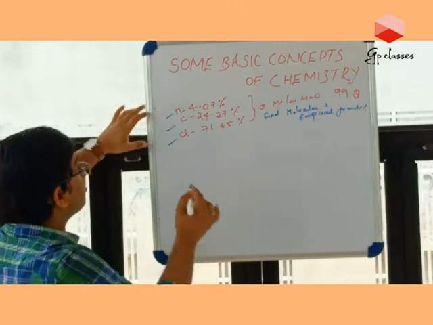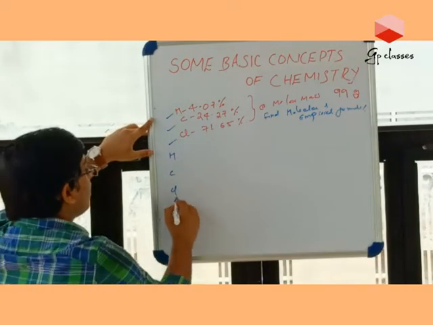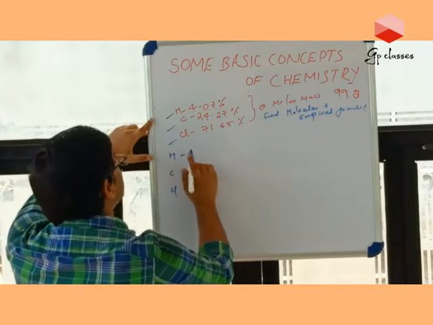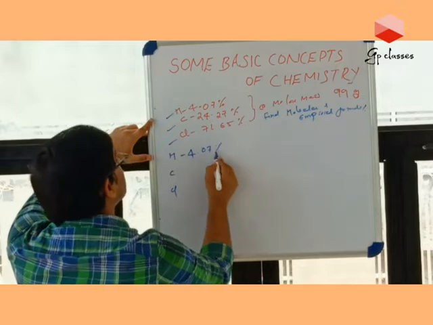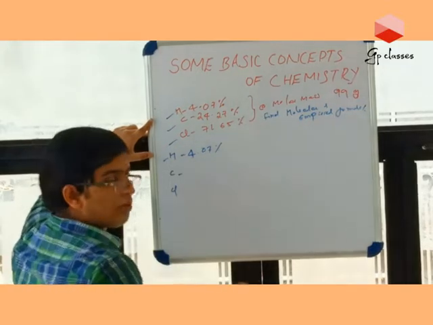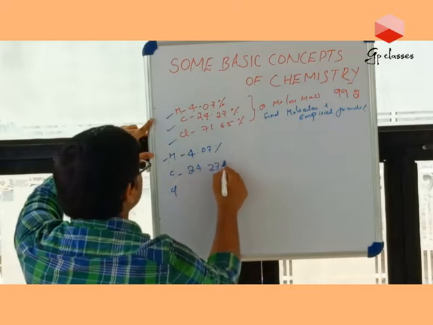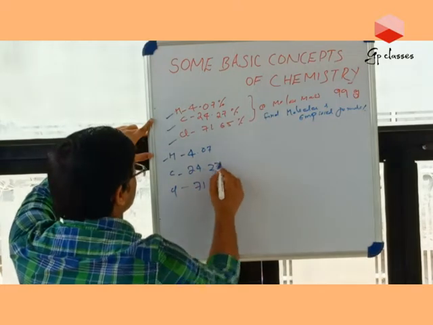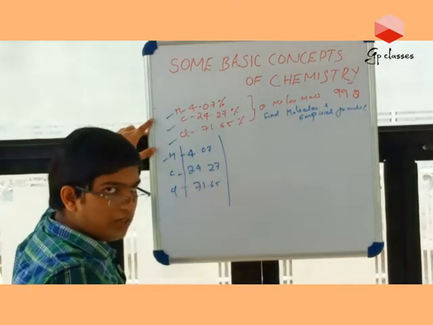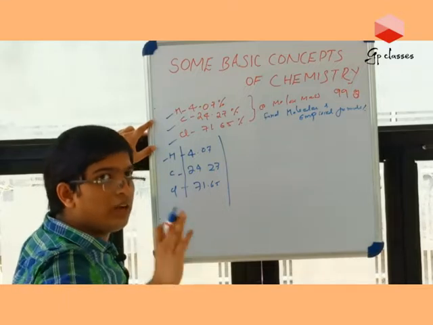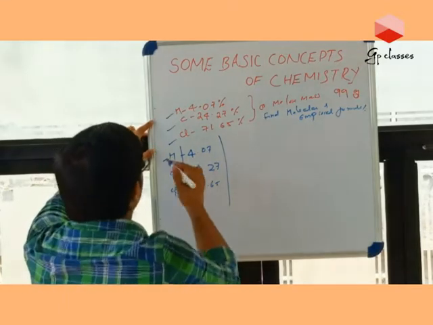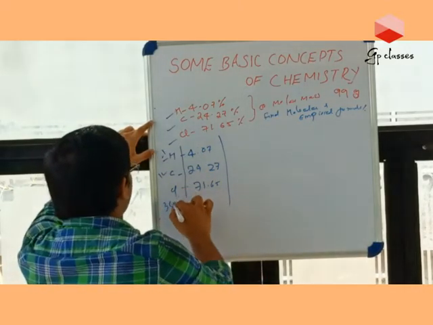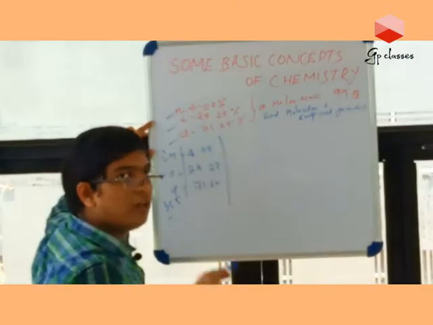Normal method. How to do? First of all, write down the elements provided in the question. Write their corresponding percentages. The first one is hydrogen, that is 4.07%. Next one is carbon, that is 24.27. No need to put the percentage right now. And chlorine is 71.65. Now what was the second step? Dividing their percentages with their respective atomic or molar masses. In case of hydrogen, the molar mass is 1. In case of carbon, it is 12. Chlorine is 35.5. So you divide with their respective molar masses.